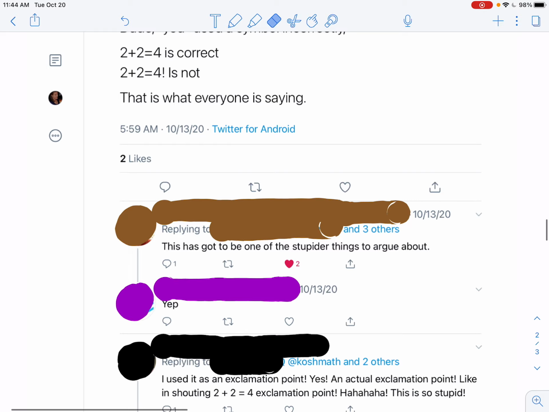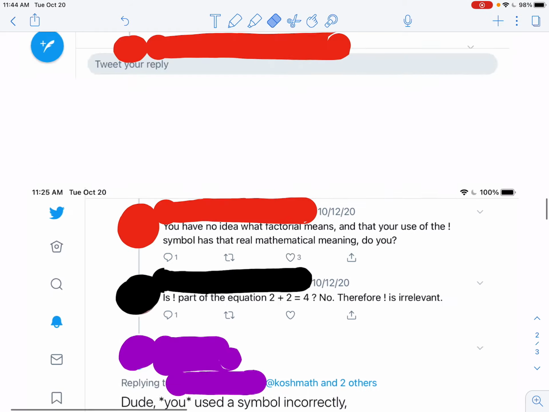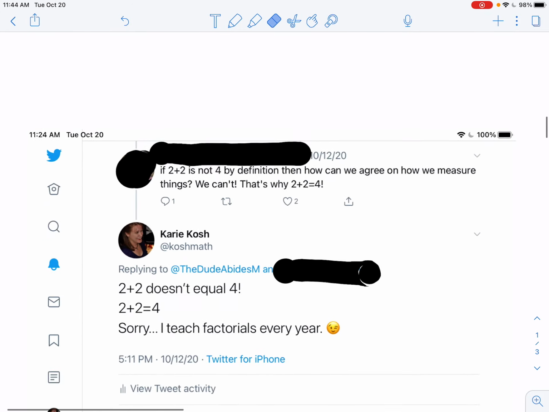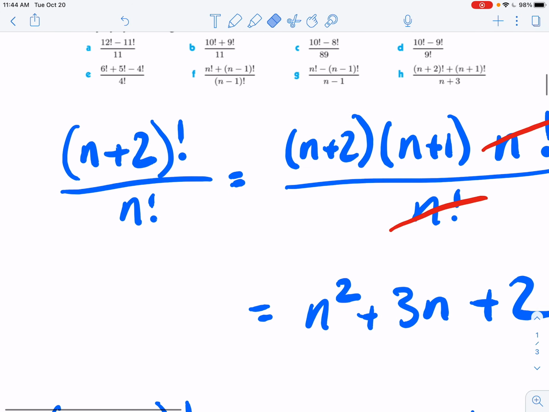But anyway, here's my point to you guys. Precision matters, and that exclamation point means something in math, and now I hope you know how to work with it a little bit better.